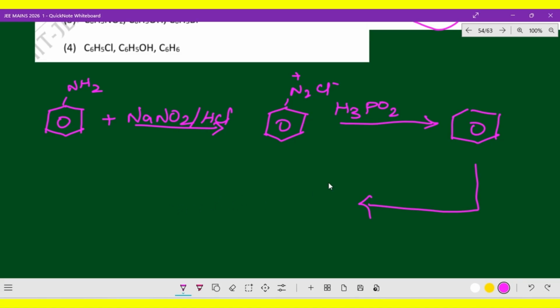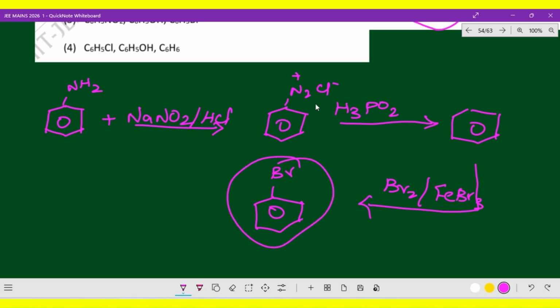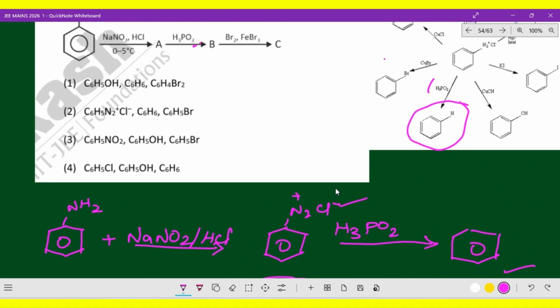Okay, now the next one: Br2 and FeBr3, ferric bromide. So you'll be getting bromobenzene, C6H5Br. Right, so this is the way you can get it. So which are the correct options? Diazonium chloride, benzene and bromobenzene. Option A is diazonium chloride, option B is benzene, option C is bromobenzene. So option 2 is the correct option.